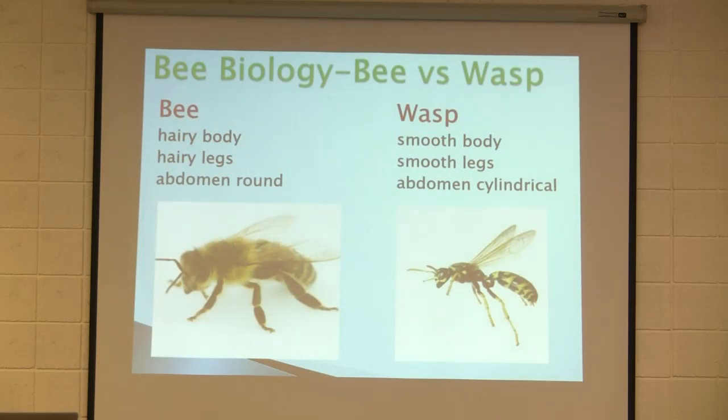So a lot of people kill bees because they think they're wasps. And we do have one bee, called the plaster bee, that does kind of look like a wasp. But it's very easy to tell a bee from a wasp: a bee is hairy, they have hairy legs, and they're fat. They have really round abdomens. A wasp has a smooth body and smooth legs, and the abdomen is long, it's not fat.